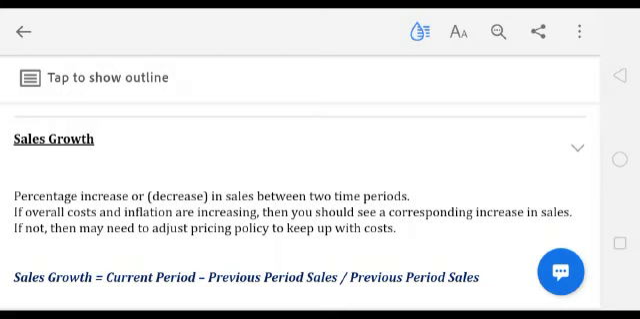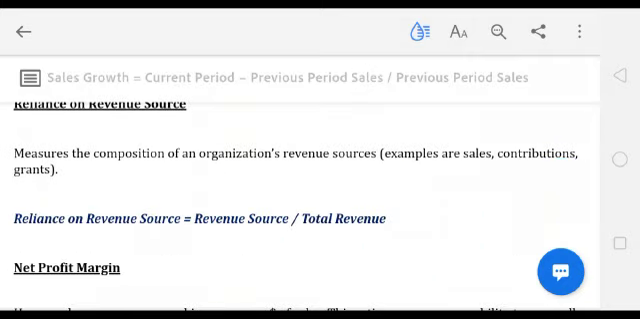Sales growth. Sales growth is the percentage increase or decrease in sales between two time periods. If overall cost and inflation are increasing, then you should see a corresponding increase in sales. If not, then we need to adjust pricing policy to keep up with cost. Now how to calculate the sales growth? Sales growth can be calculated by current period minus previous period sales divided by previous period sales.